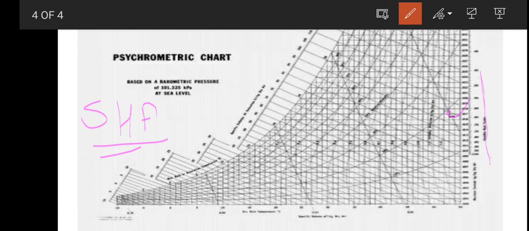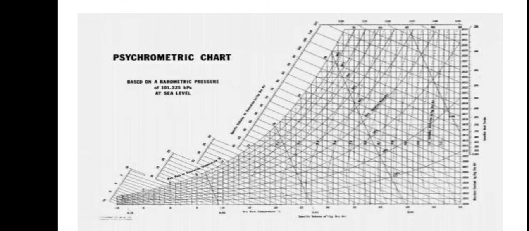So this is about the psychrometric chart. It is a very useful chart, and it is very easy to find out the properties of moist air. Because in air conditioning systems we are normally dealing with moist air, and for that this chart is very much useful.